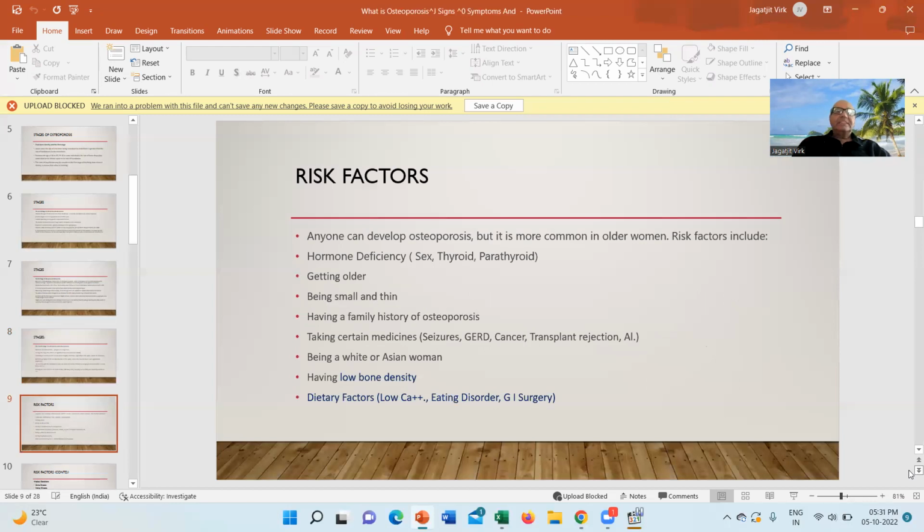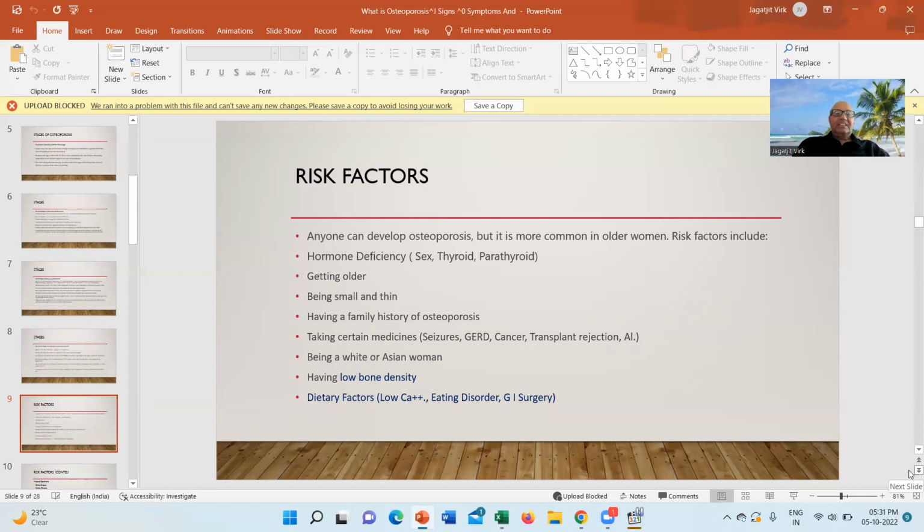Risk factors. Anyone can develop osteoporosis, but it is more common in older women. Risk factors include hormone deficiency, because in females hormones are more vulnerable. Thyroid hormone deficiency, hypothyroidism, or parathormone deficiency are risk factors. Getting older is also a risk factor.